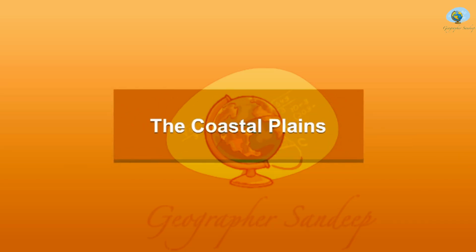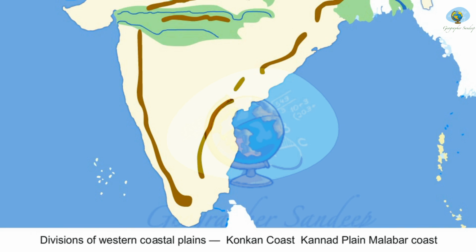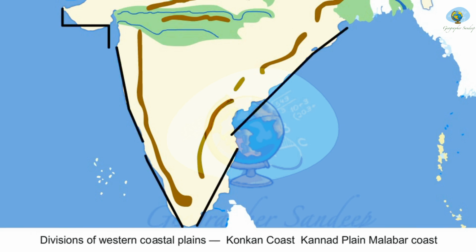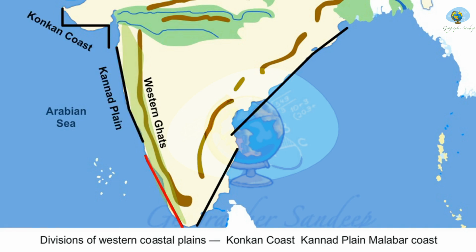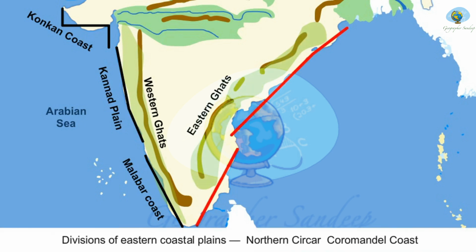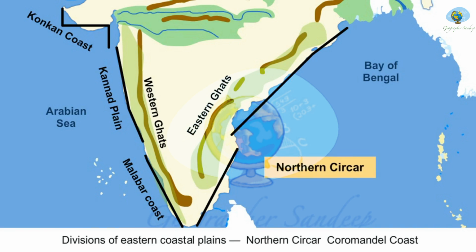The coastal plains. There are narrow strips of coastal plains on either side of the Peninsular Plateau. The narrow western coastal plain lies between the Arabian Sea and the Western Ghats. It is divided into 3 parts, the Konkan coast, the Kannad plain and the Malabar coast towards south. The eastern coastal plains along the Bay of Bengal are relatively broader and level. Its northern part is called the Northern Circars and the southern part is called the Coromandel Coast.